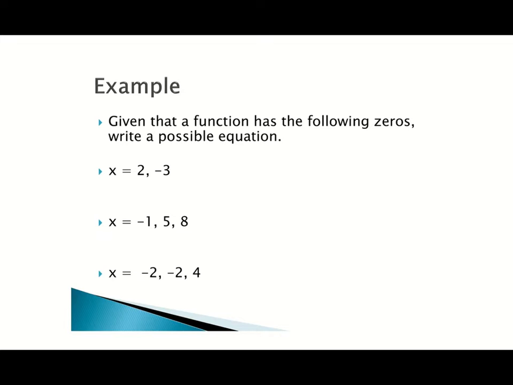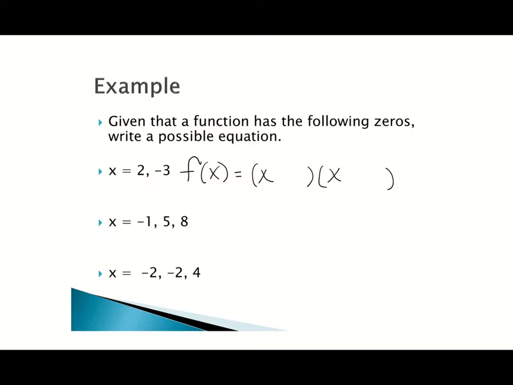So we know that x equals 2 and x equals negative 3. So we need to write a function given these zeros. So we would have f of x equals, well, since we have two zeros, we have to have two factors. So we have x and x. So we want to think, well, how did we get to 2? How did we get to negative 3? Well, we set these factors equal to 0, and we solved.